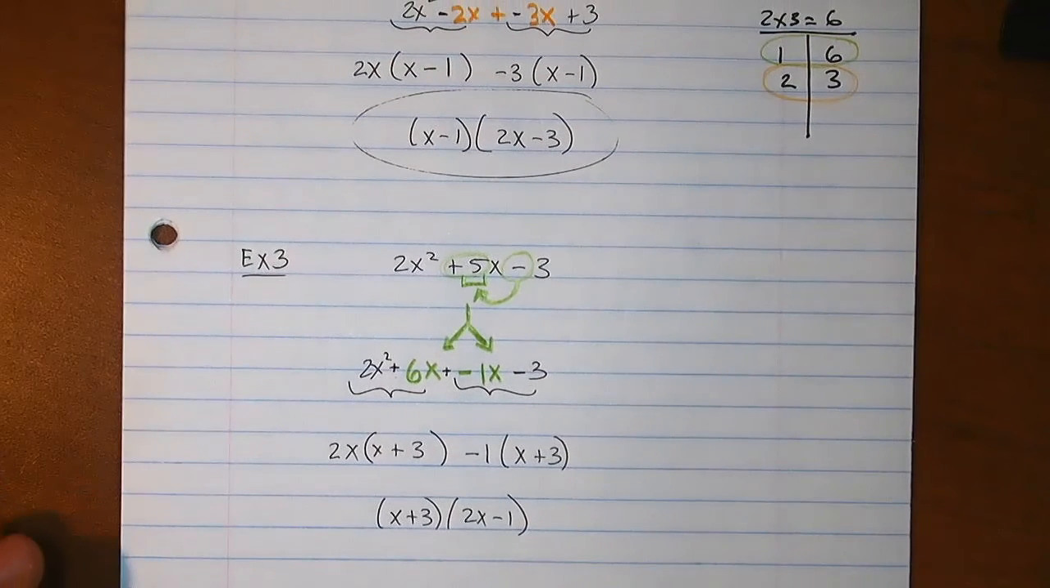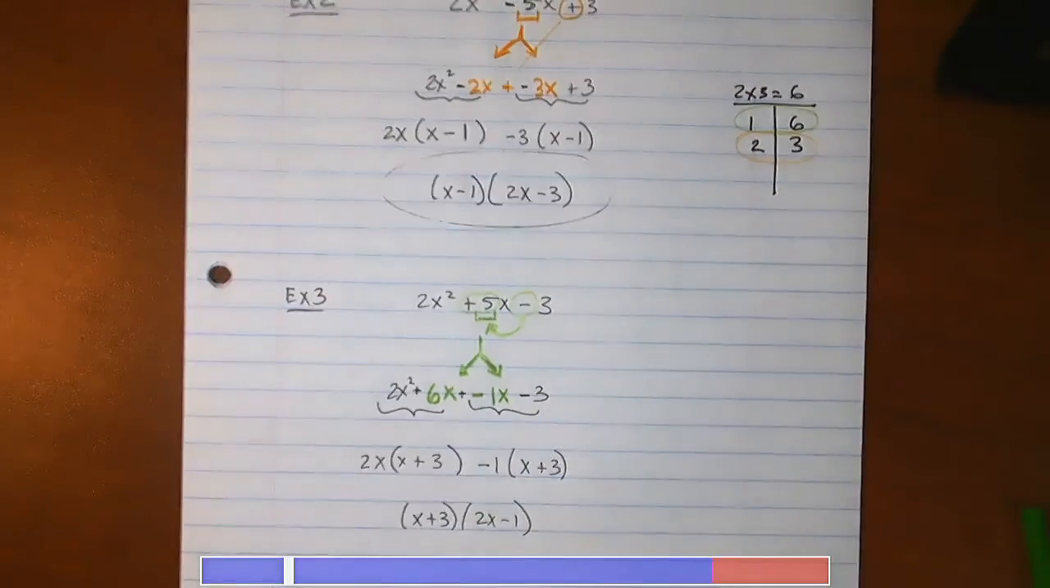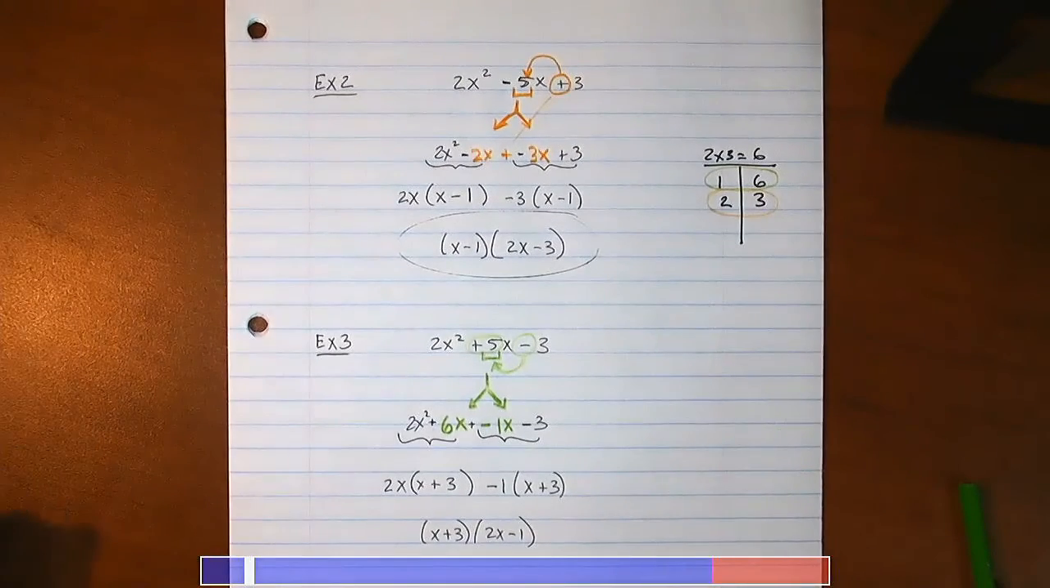Okay, so 3 examples there where we're playing with the signs and talking about when you look at it and when you don't, and when you decide if it's positive or negative. Hopefully you found that helpful.